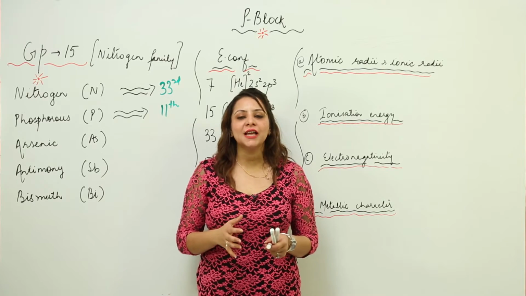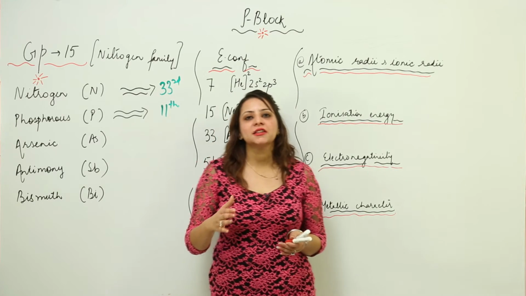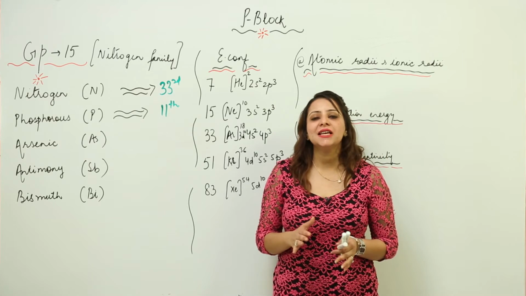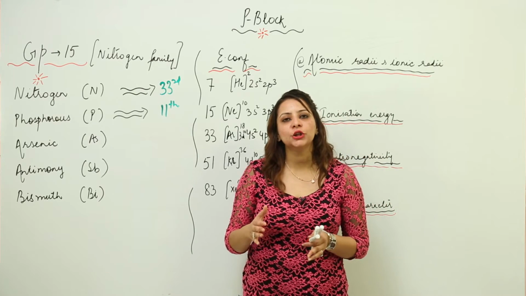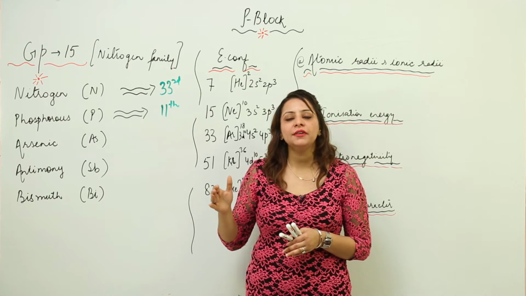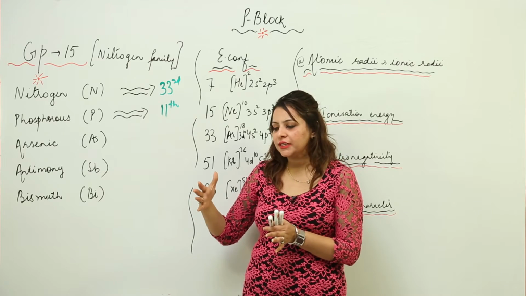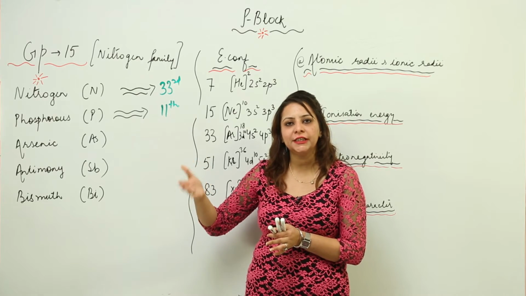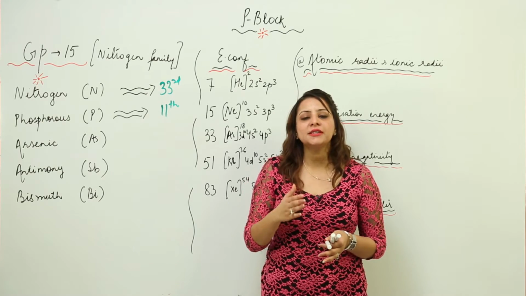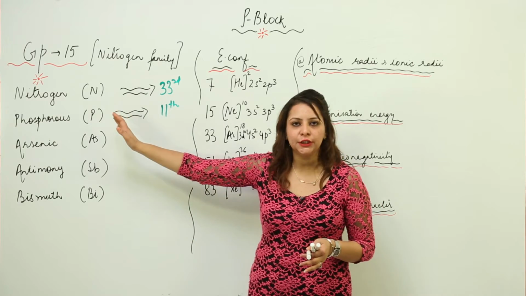Now we are going to start with the P block, and in the P block first we are going to start with the 15th group. As you all know, P block elements are those in which the last electron enters the P subshell, right. So the groups ranging from 13 to 18 are included in the P block. So we are going to start with the 15th group.